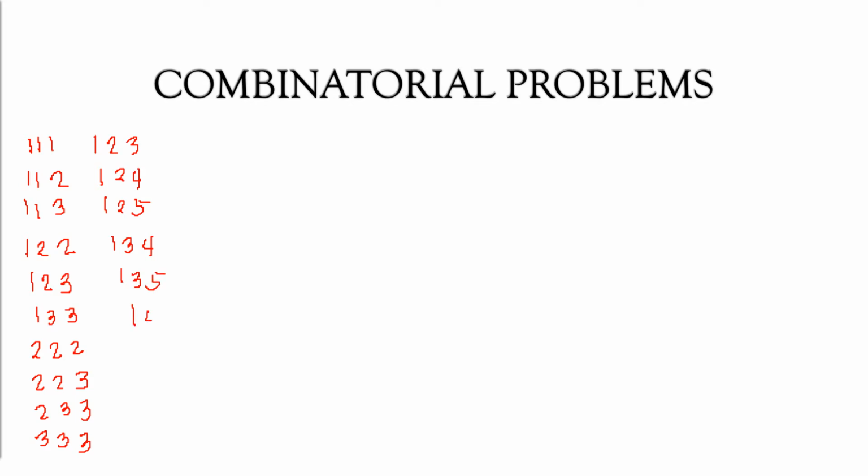Then 1, 4, 5. Then you have 2, 3, 4. Then you have 2, 3, 5. Then you have 2, 4, 5, and 3, 4, 5. Okay. So in the first column, we have unordered samples of size 3 out of 3 with replacement. In the second column, we have unordered samples of size 3 out of 5 without replacement.